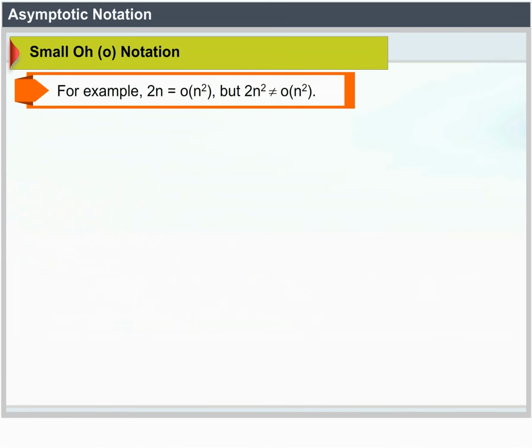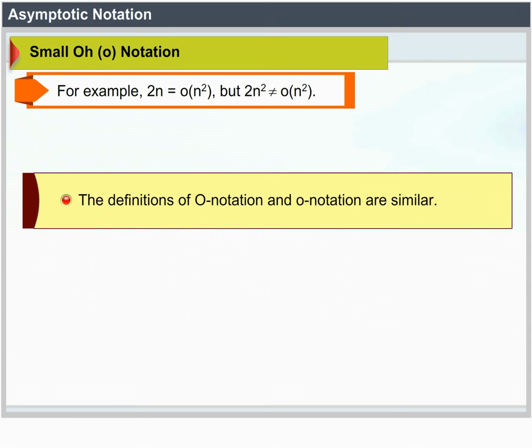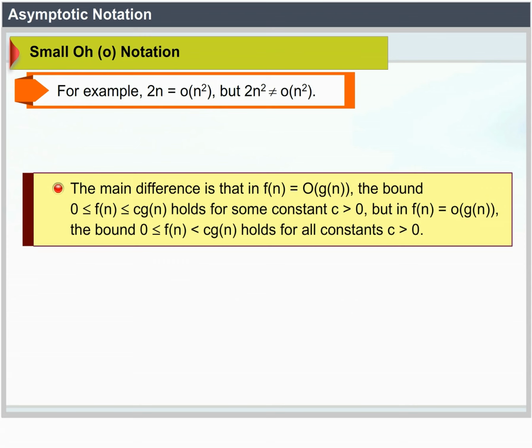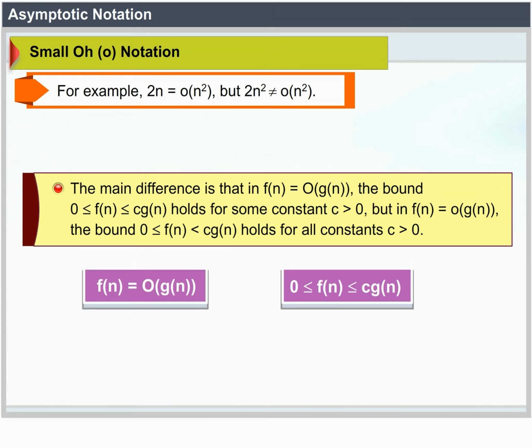For example, 2n equals small o of n square, but 2n square does not equal small o of n square. The definitions of big O notation and small o notation are similar. The main difference is that in f of n equals big O of g of n, the bound 0 ≤ f of n ≤ cg of n holds for some constant c greater than 0.